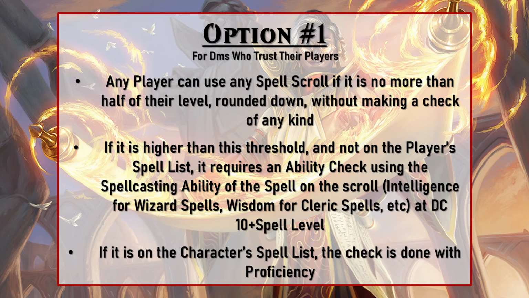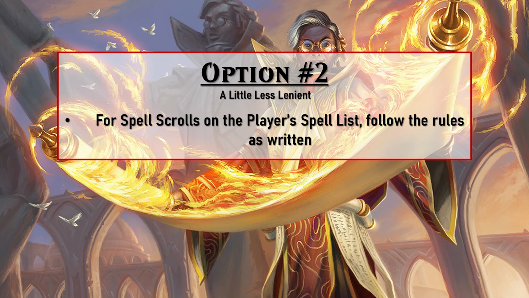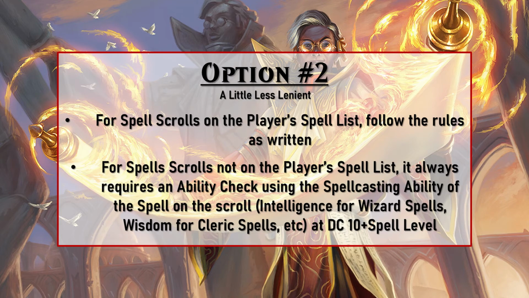They go as follows. If using a scroll for a spell on your class's spell list, follow the rules as normal from the DMG. If casting a spell from a scroll that is not on your class's spell list, you must always make an ability check using the spellcasting ability of the spell on the scroll, DC equal to 10 plus the spell level. If the check fails, the scroll is expended with no effect. This will allow others to try and use scrolls, but requires a risk versus reward assessment because of the chance to burn scrolls with no effect.